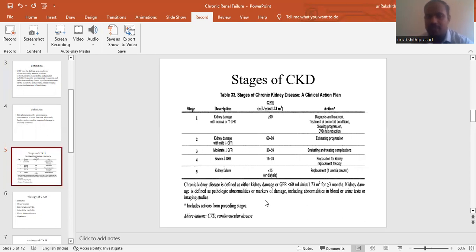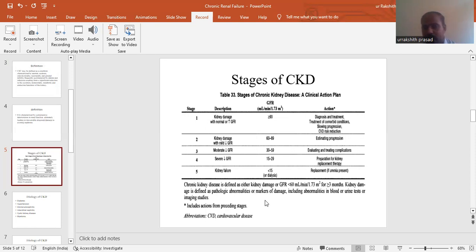Stage 2 is a GFR between 60 to 89 ml per minute, where kidney damage occurs with a slight reduction in filtration. Stage 3 is a moderate reduction in the GFR, where the filtration rate is between 30 to 59 ml per minute. Stage 4 is a severe reduction in the GFR, between 15 to 29.